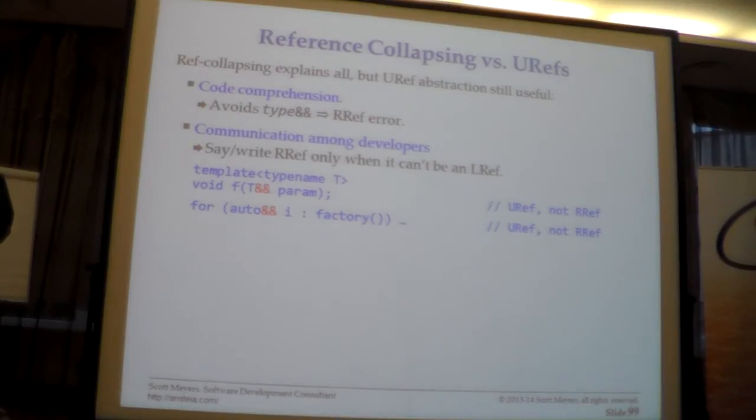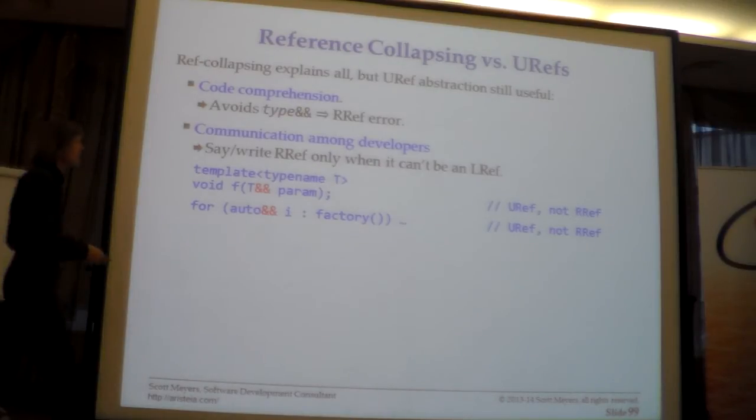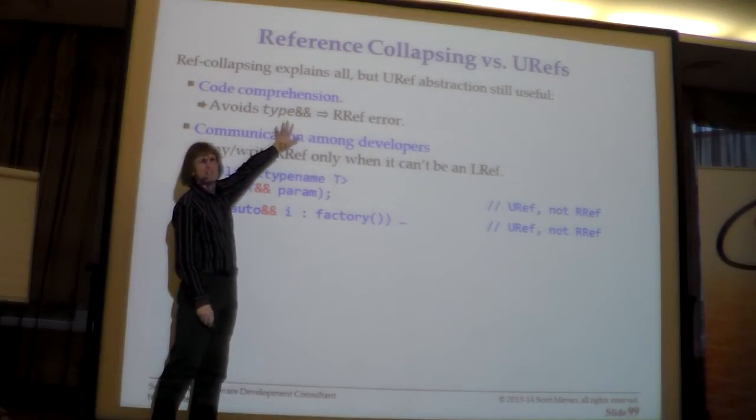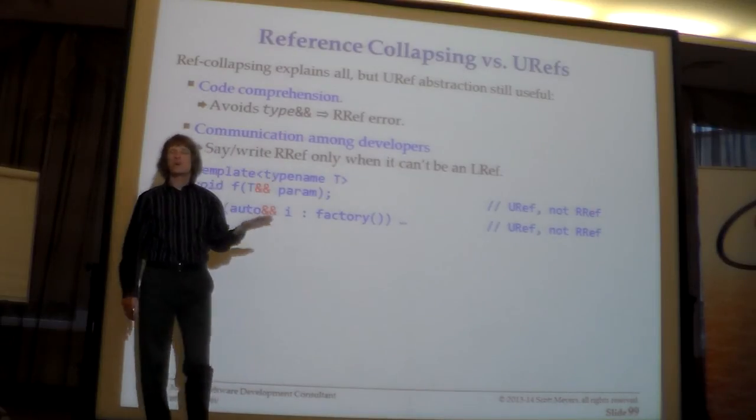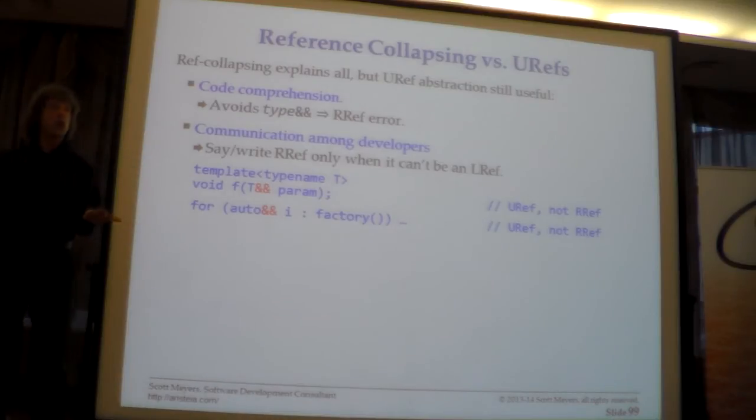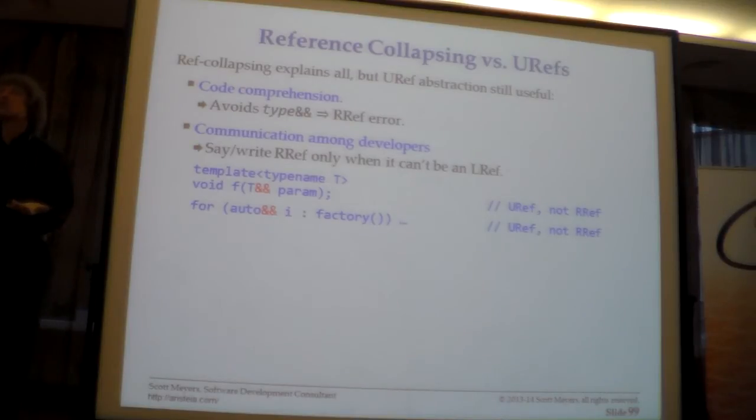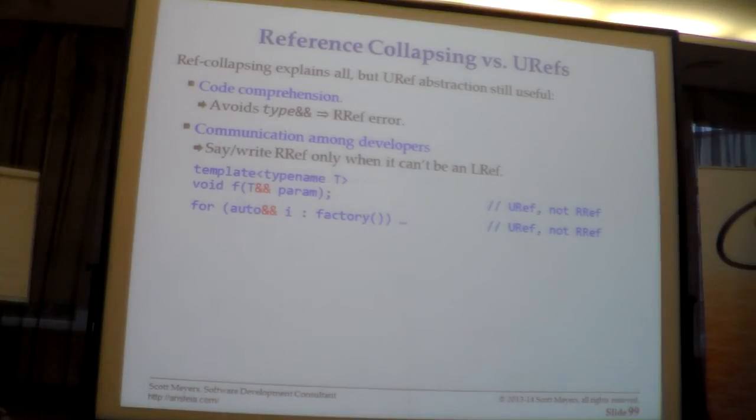There are two important reasons, I think, to talk about universal references, what the committee now seems to want to call forwarding references. The first one is code comprehension. So it's important to understand, if you read type ref in some source code, you really need to understand whether that can only bind to R values, in which case it should always do moves, or whether it can bind to L values or R values. So you need to distinguish between those two.